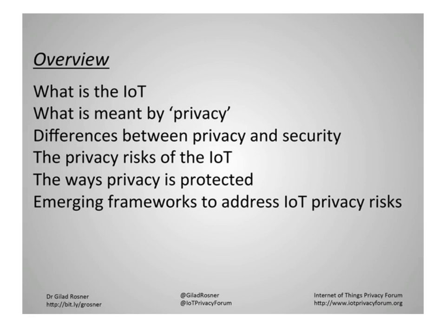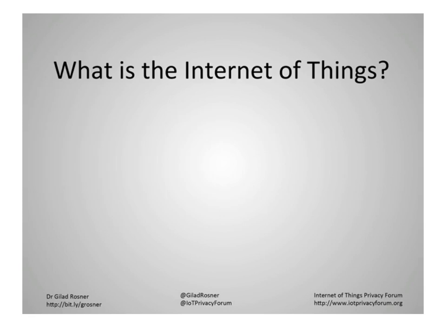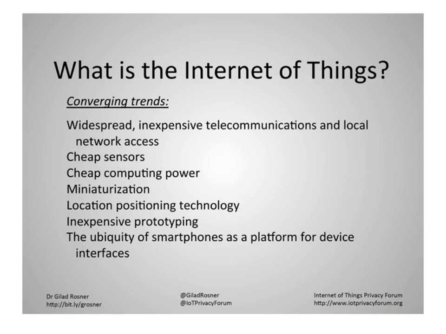So, what is the Internet of Things? Well, there's no single agreed upon definition, but the term goes back to at least 1999 when Kevin Ashton, then director of the Auto ID Center at MIT, coined the term. The Internet of Things, or IoT, is best thought of as a convergence of several trends, such as widespread and inexpensive telecommunications and local network access, cheap sensors, cheap computing power, miniaturization, location positioning technology like GPS, inexpensive prototyping, and the ubiquity of smartphones as a platform for device interfaces.